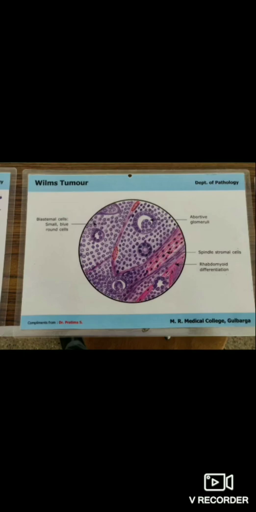So here you are seeing in this histopathological slide that most of the tumor consists of blastemal cells, which are small round blue cells, and you can see there are abortive glomeruli that are present. Spindle stromal cells are also seen, and some rhabdomyoid differentiation is also seen. So this is all about the Wilms tumor, gross and microscopy.